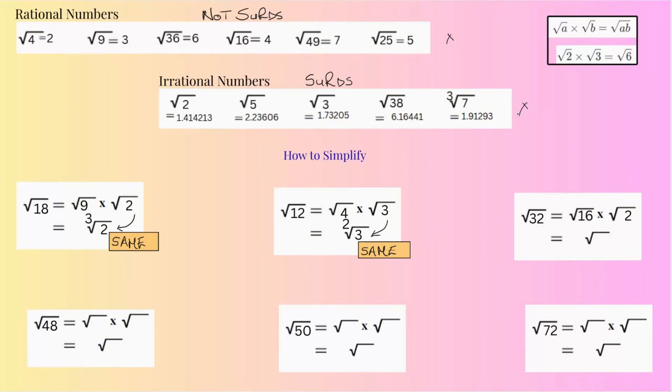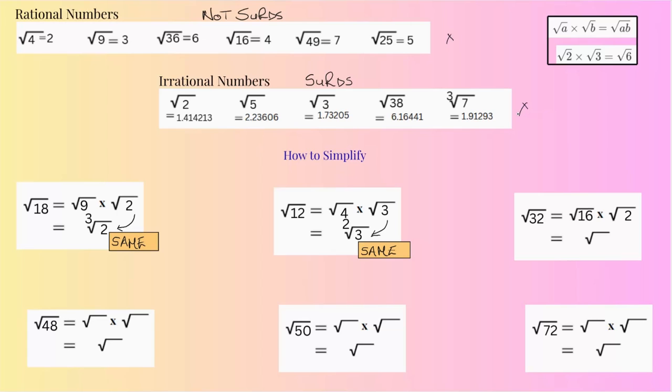Next one, I've worked it out for you. So the question is the square root of 12. Well, we're going to break that down. So it's going to be 4 times 3. Start with 4. Can we square root the 4? Yes, we can. It's a 2. Can we square root 3? No, because it's a surd, an irrational number, so it stays the same. So our answer is 2 square root 3.